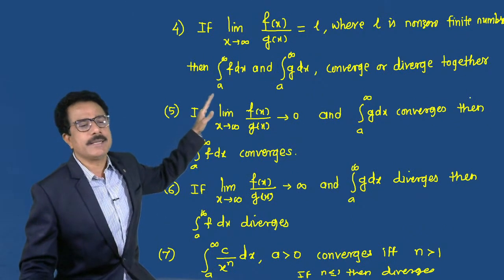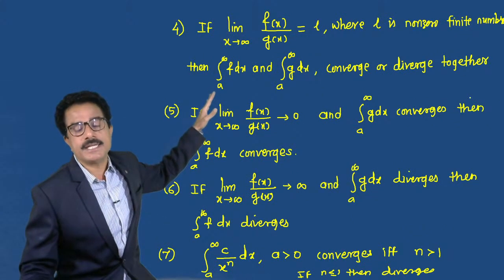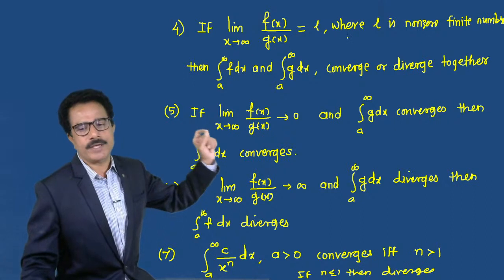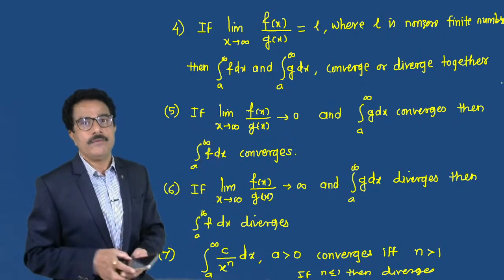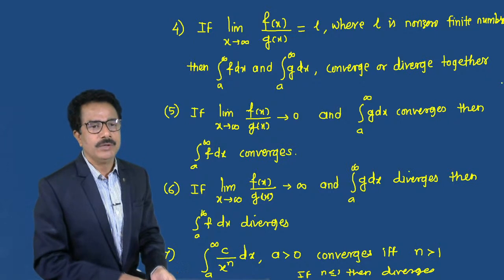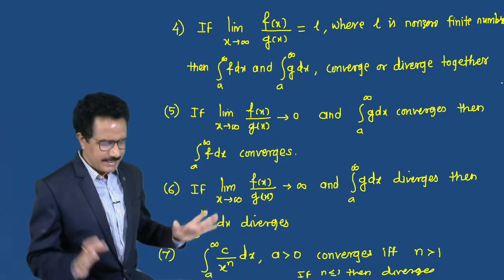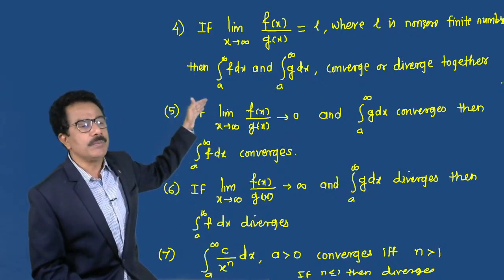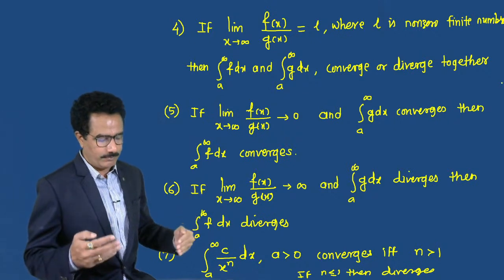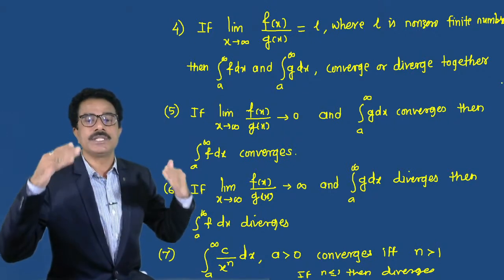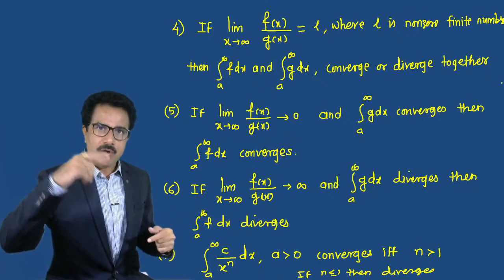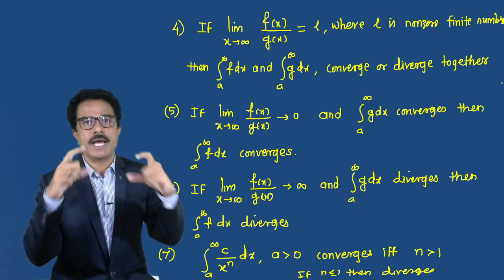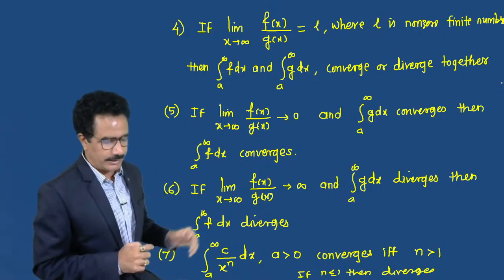Secondly, the comparison test second, that is in the limit form. If the limit as x tends to infinity of f of x divided by g of x equals L, where L is a non-zero finite number, then the integral from a to infinity of f dx and the integral from a to infinity of g dx both converge or diverge together. This is a very important condition.